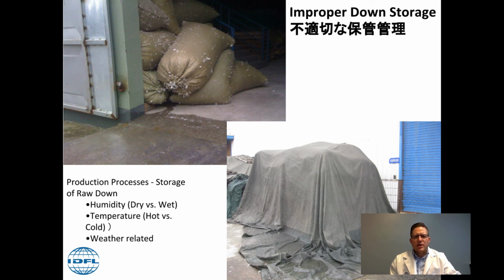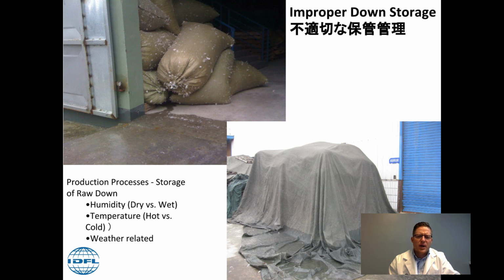Improper down storage can also be a problem. As you can see here, this is a bag of down that has absorbed water. This is very interesting, because sometimes you might only see odor issues with maybe 10 or 15 jackets. It might just be that those 10 or 15 jackets were made from the material within the one sample that got wet. The rest of the products might not have a problem, but that one specific bag of down that sat in the water, as you can see here, might cause a problem.